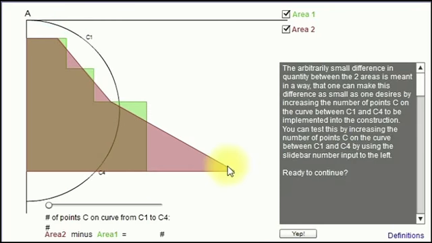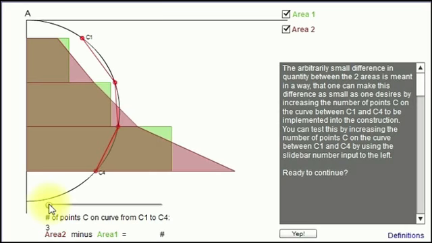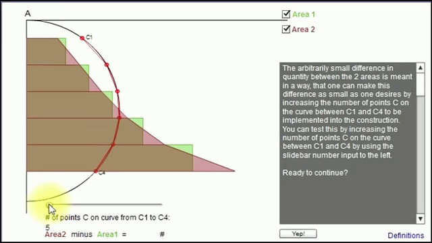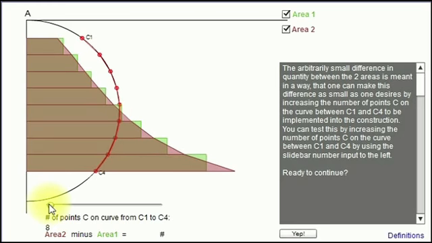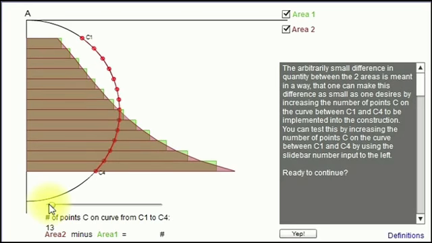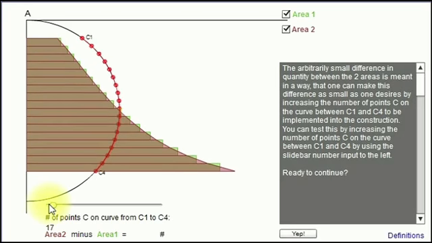Now the next step, we're trying to demonstrate this. I have a little slider bar down here, and with this slider bar you can change the number of points you place on the curve. Right now we have about 4 points, and the more I move the slider bar to the right, the more points I am going to create.